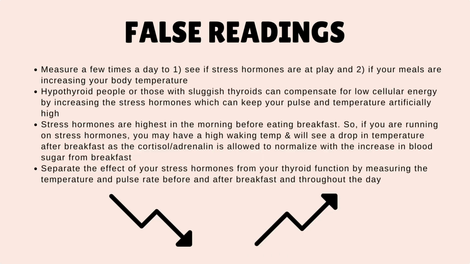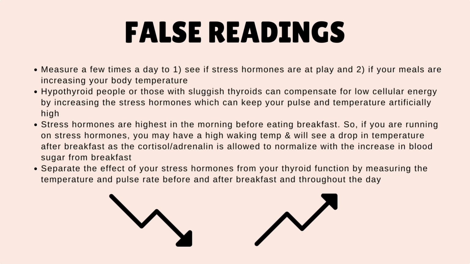So now, given this ideal pattern, the circadian rhythm of our body temp, we want to measure a few times during the day to, one, see if stress hormones are at play, and two, see if your meals are actually working for you in increasing your body temperature, meaning they're helping you produce energy. So hypothyroid people, or those with sluggish thyroids, can compensate for low cellular energy by increasing stress hormones. And these stress hormones can keep your pulse and temperature artificially high.